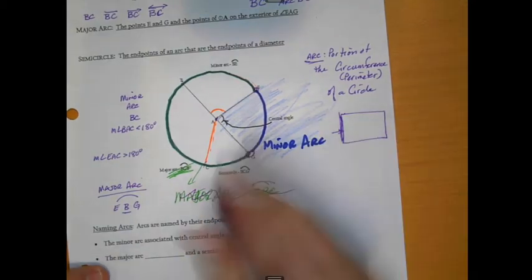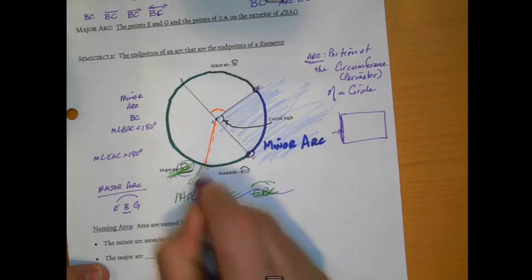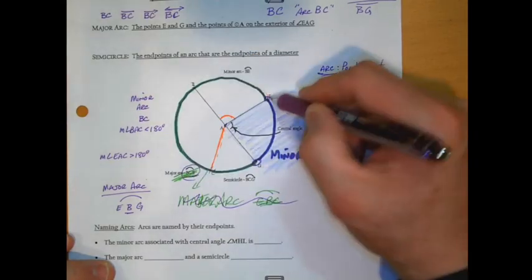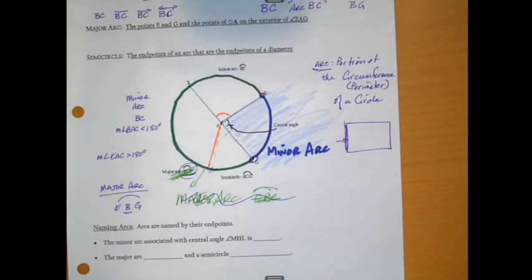So there is another major arc, BCE. So if I start at B and go through C and go around to E, it's this one that hits that one. Okay? So that is another major arc. Major arcs are greater than 180 degrees. We'll talk about measurements probably on Monday, next Monday.